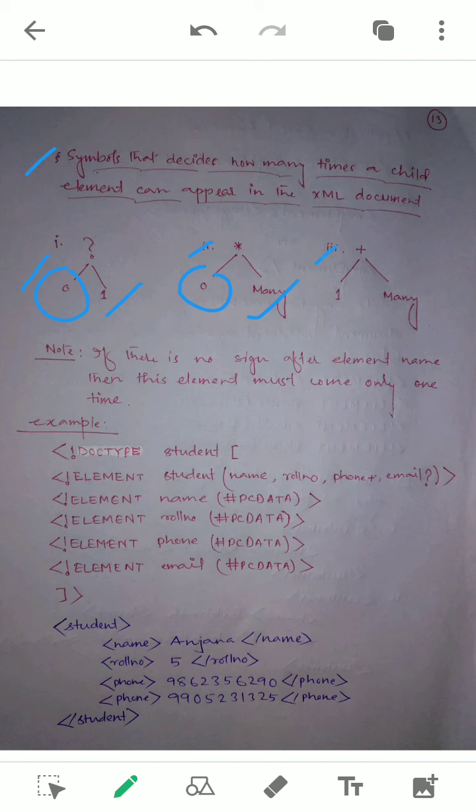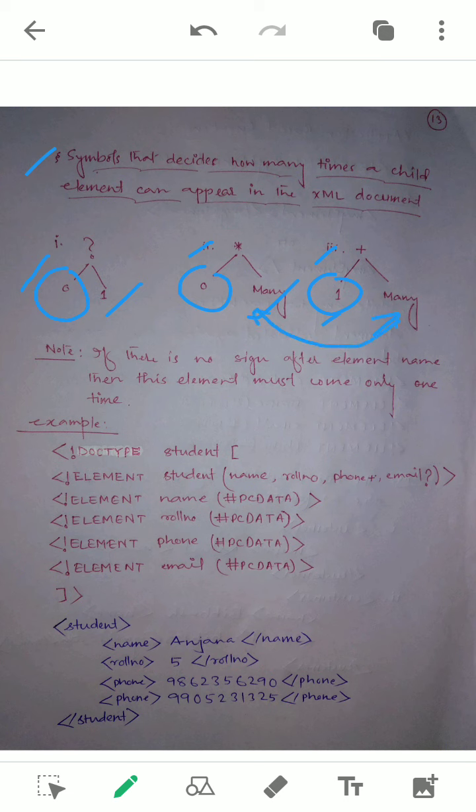The third one you can see is the plus sign. With the plus sign, it must come one time. You cannot omit this element if the element name is followed by a plus sign. It must come one time, you cannot omit it like the previous two, or it may come many times, 2, 3, 4, 5, 6. Okay, maximum times it may come. So for these two you can see here also many, here also many.